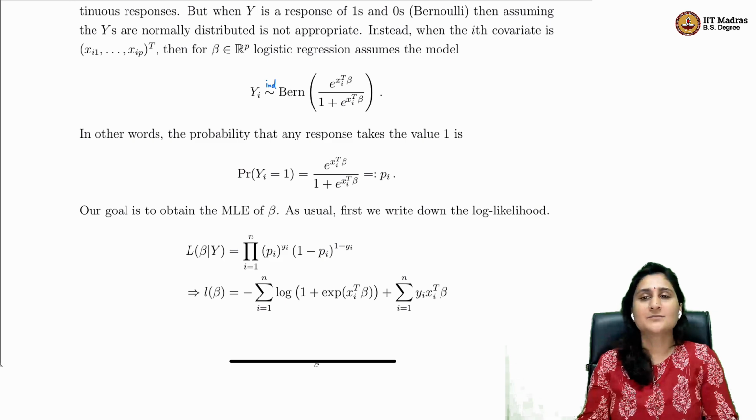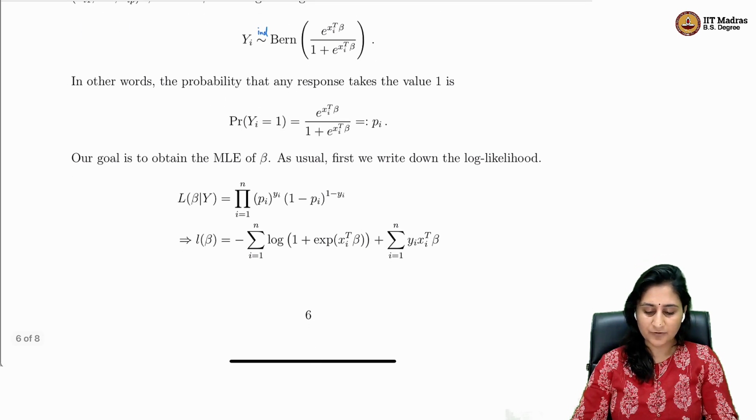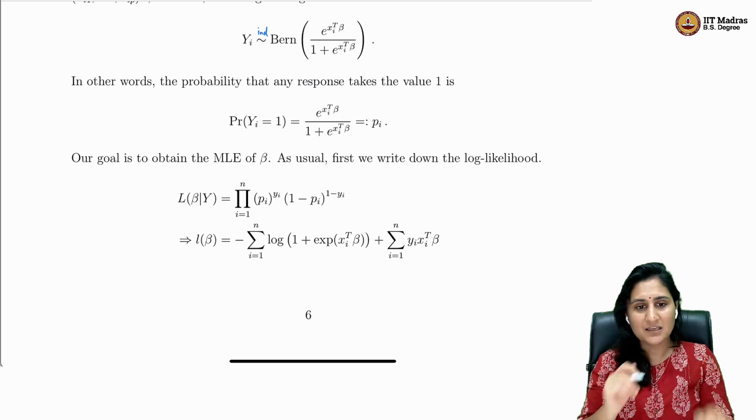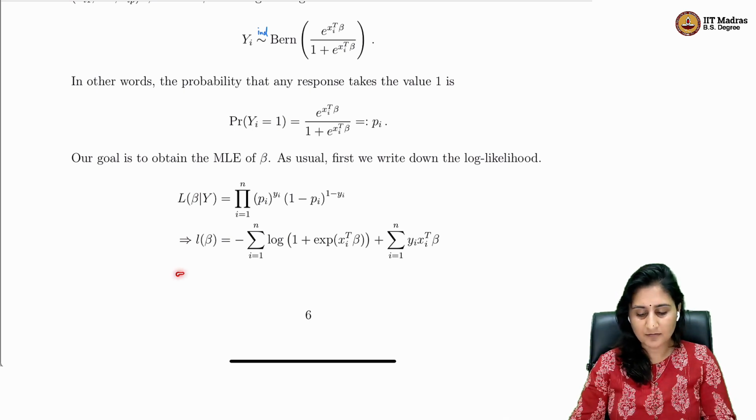Now our goal is to estimate beta. So we want our maximum likelihood estimates of beta. And as usual, I write down the likelihood. Because of the independence assumption, the likelihood is a product, i going from 1 through n, pi to the power yi, 1 minus pi to the power 1 minus yi. And then I plug in the values of pi and take log. And that, again, from the previous video, I know looks like L of beta is this negative summation plus summation yi xi transpose beta.